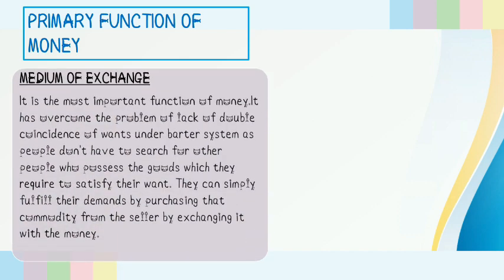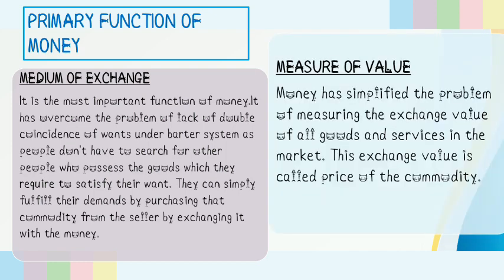So the primary functions of money, number one was the medium of exchange. Money has actually simplified the exchange process, as unlike barter system, people don't have to search for other people having coincidence of wants. We can simply purchase any commodity by exchanging it with money. The second function was measure of value. So with the invention of money, every commodity can be measured in terms of money, determining its exchange value or the price of the commodity.